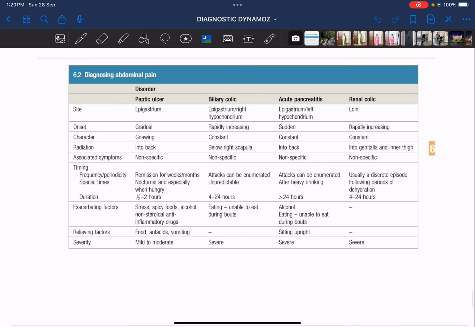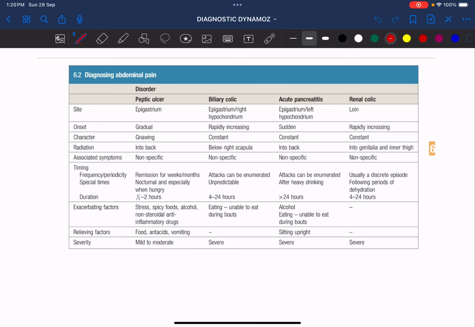The first and common cause of abdominal pain, a patient will always tell you, is the underlying peptic ulcer disease. The other causes which are more of surgical importance are biliary colic, acute pancreatitis, which is almost like an emergency, then renal colic.